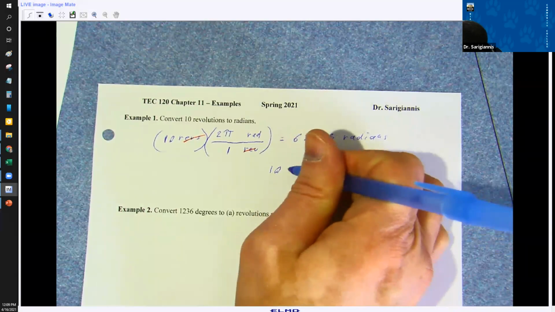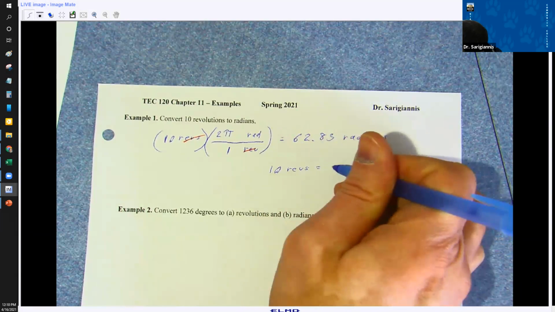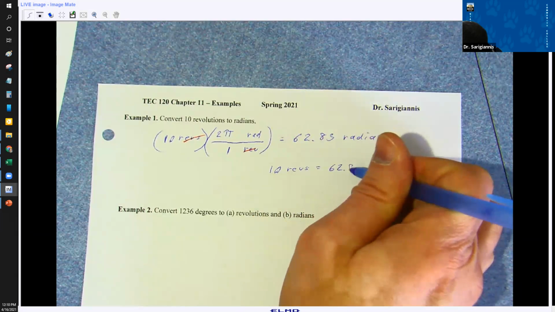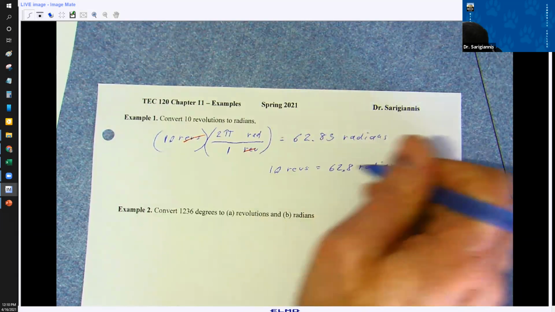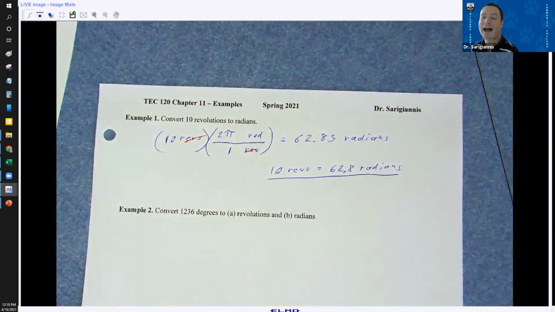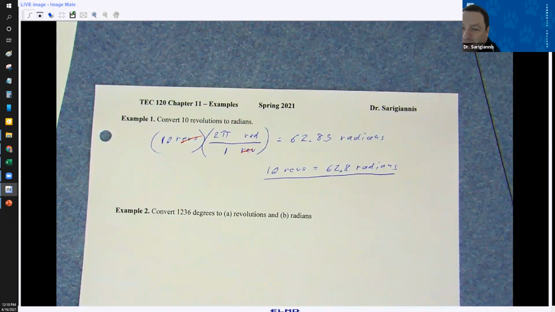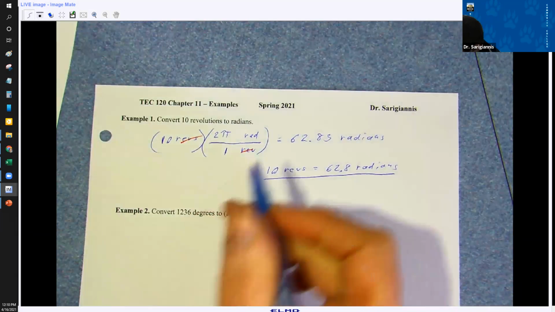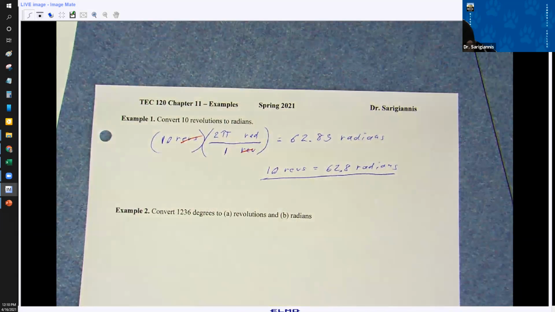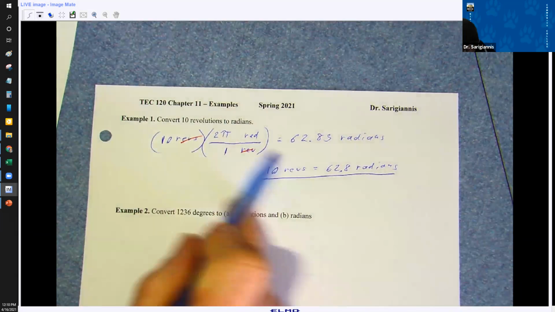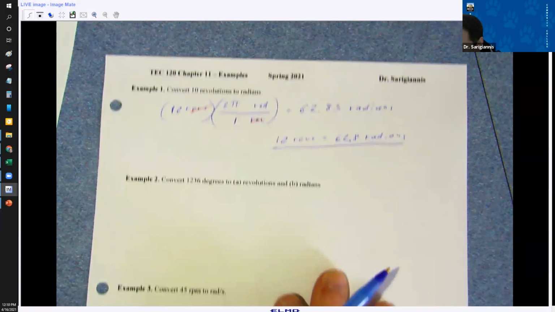Or you can say 10 revs is 62.8 radians. You can put rads next to it, but rads is a unit of radiation measurement as well. This is just 20 pi radians. Simple problem.